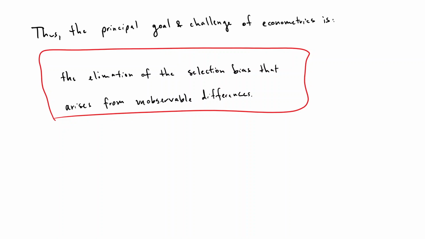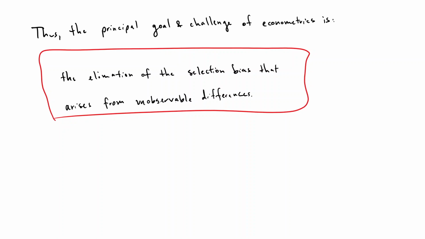Hi everybody, welcome back. In this video we're going to be talking about randomized control trials, building on our last econometrics videos, talking about the goal and challenge of econometrics, being the elimination of selection bias that arises from unobservable differences.